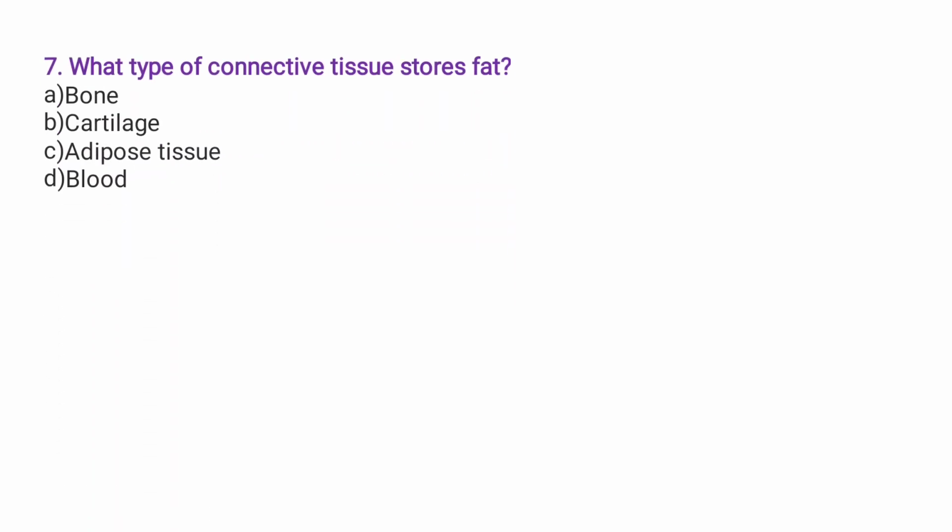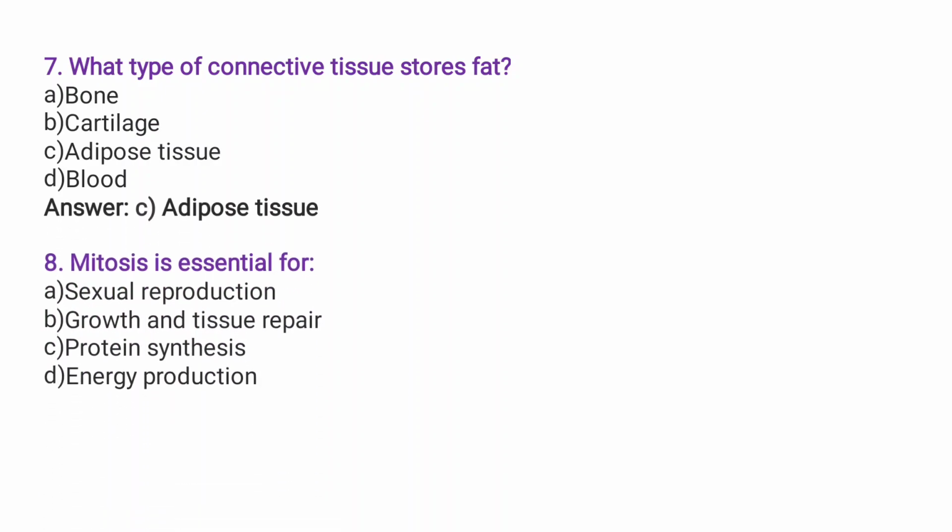Next, what type of connective tissue stores fat? A, bone, B, blood, C, adipose tissue, and D, cartilage. So adipose tissue, C, is the correct answer. Next, mitosis is essential for A, sexual reproduction, B, growth and tissue repair, C, protein synthesis, and D, energy production. So growth and tissue repair; mitosis is essential for that.